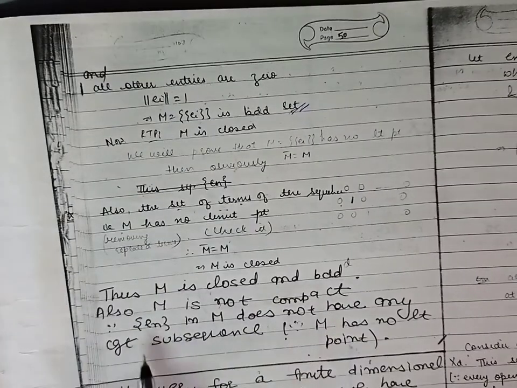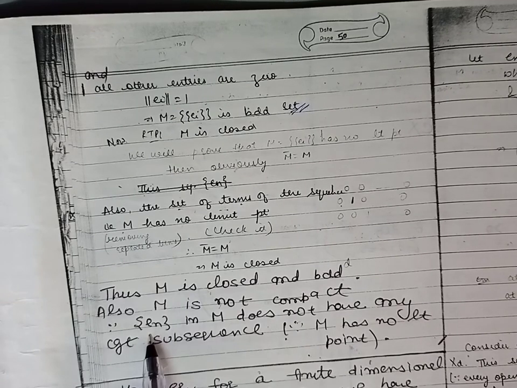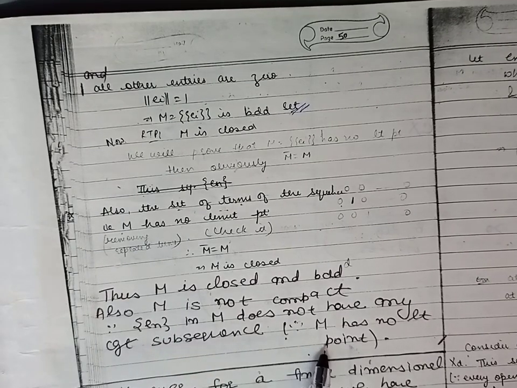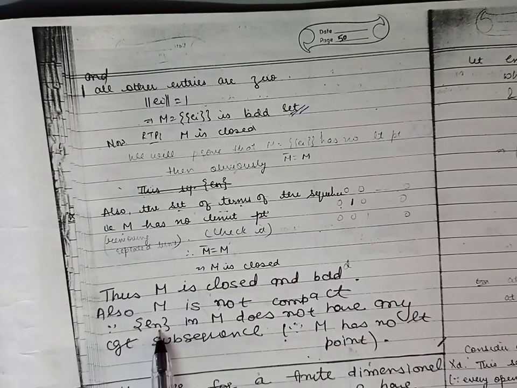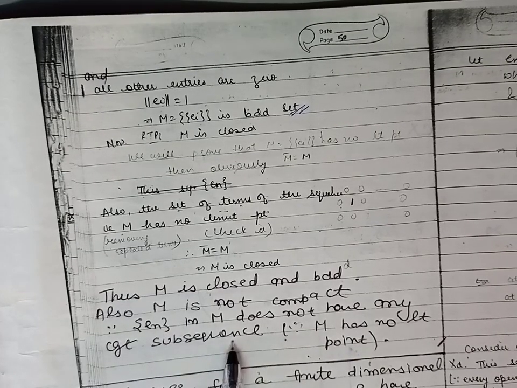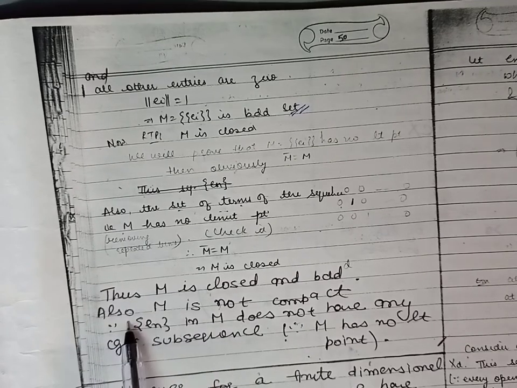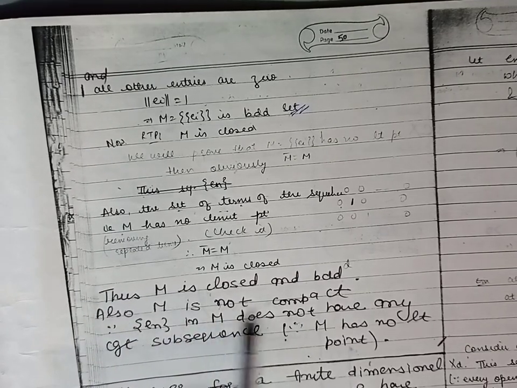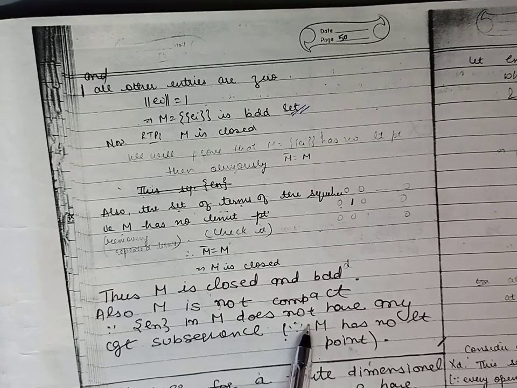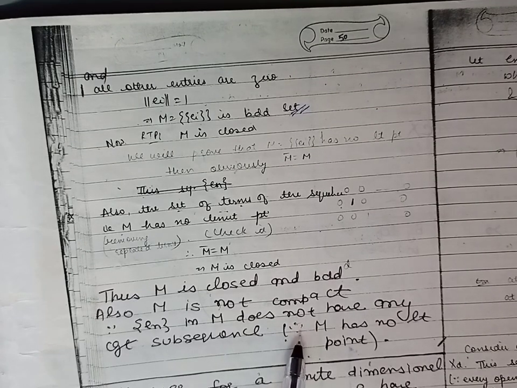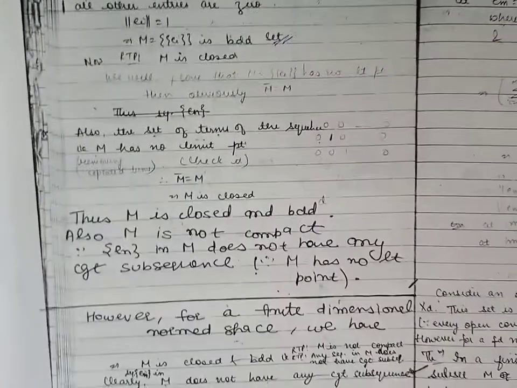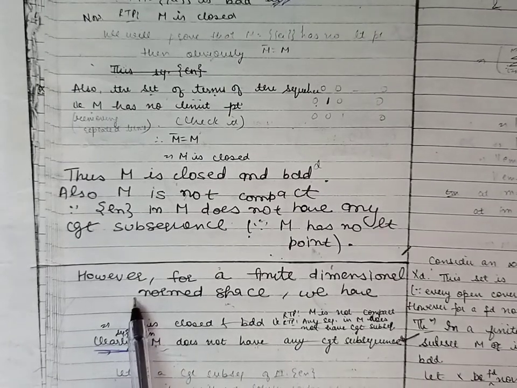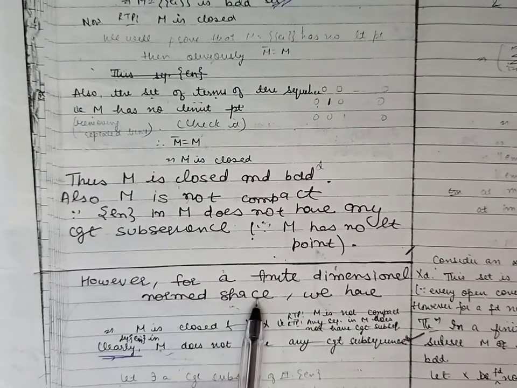Also, because the sequence en has no limit point, meaning M has no limit point, the sequence en will have no convergent subsequence, and for this reason M is not compact. So this is an example of a closed and bounded subset of a metric space which is not compact. However, this result is true for finite dimensional normed spaces.